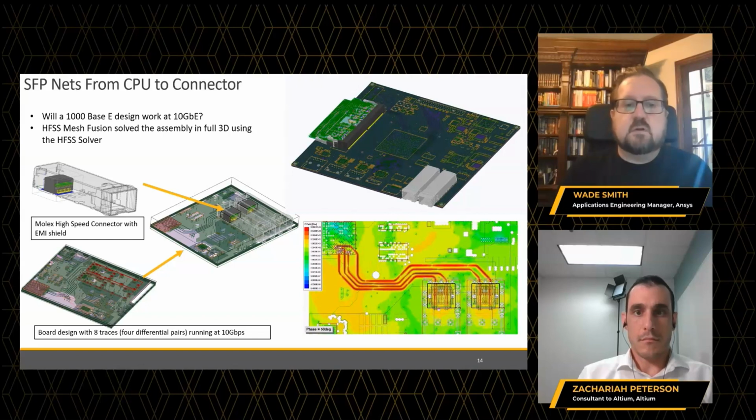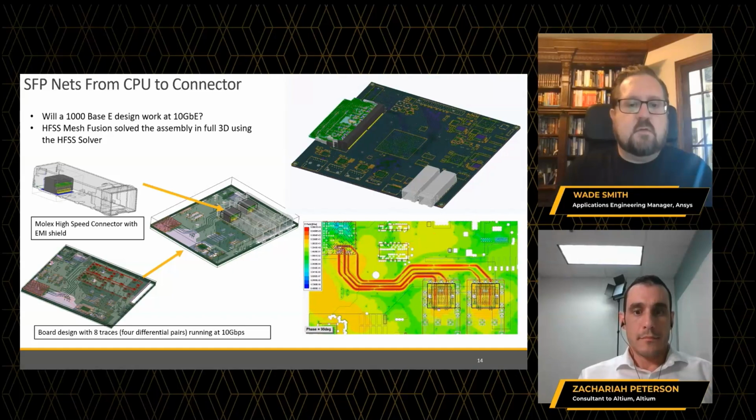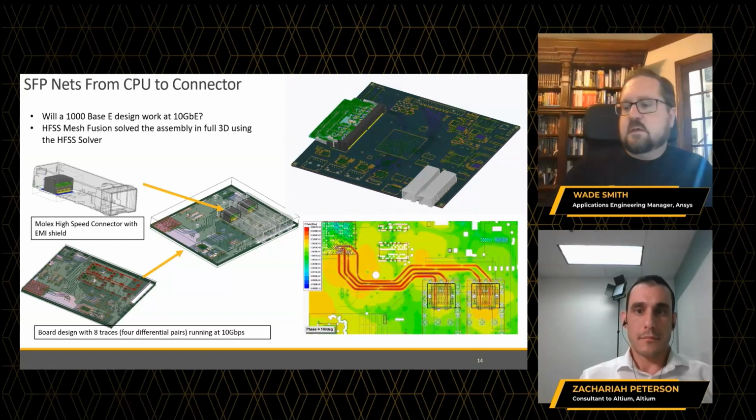Now, we can also take a look at some of the other high-frequency signals. In this case, we're going to look at the Ethernet signals. Say we were given this board that works at 1000BASE Ethernet connectivity and told that we want to run this at 10 gigabit Ethernet. Can we do that without redesigning the board? So we're going to take the connectors that were given to us and put them on the motherboard, and again use HFSS Fusion for this case.